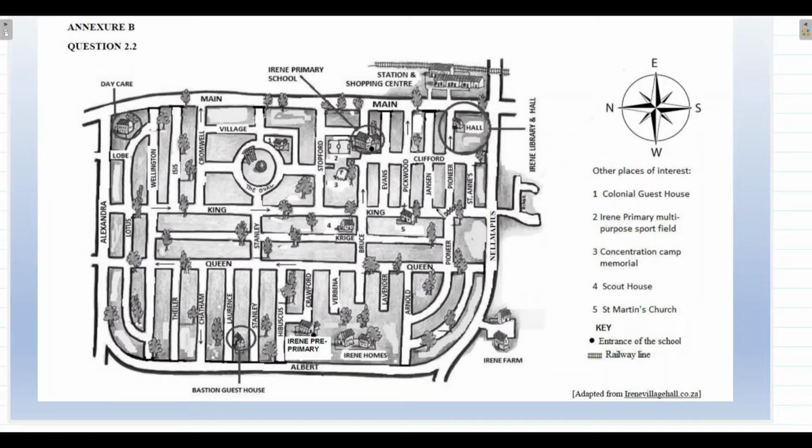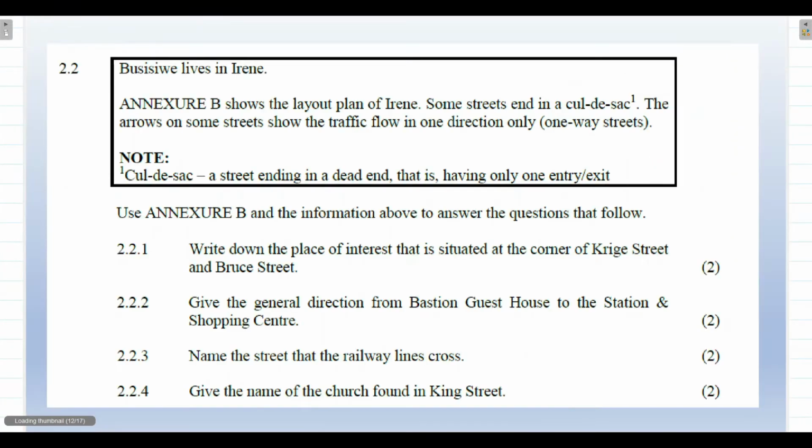Okay, so I think that is good, and we're good for us to go and answer the questions that are given to us. Okay, let's see. It says Busisiwe lives in Irene. An extra B shows the layout plan of Irene. Some streets end in a cul-de-sac. Okay, that sounds like, I'm already speaking a different language.